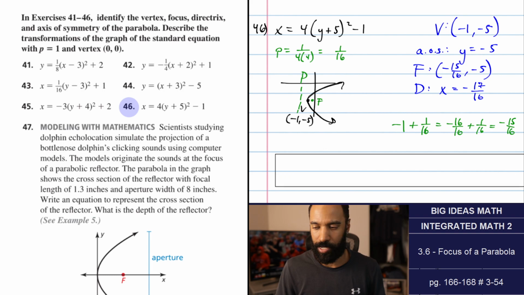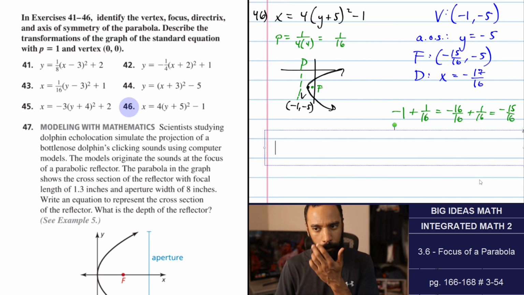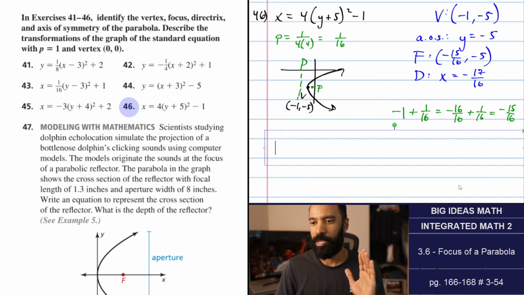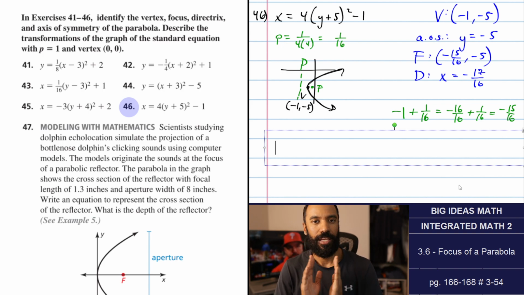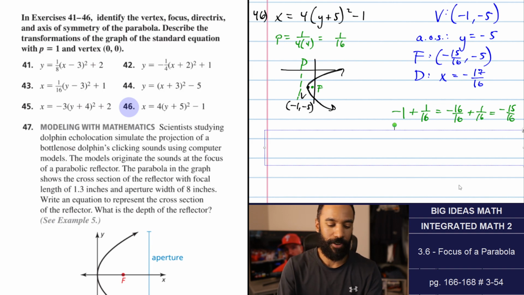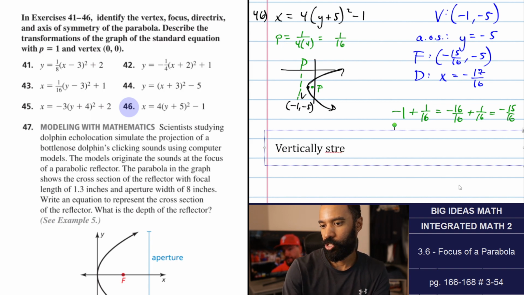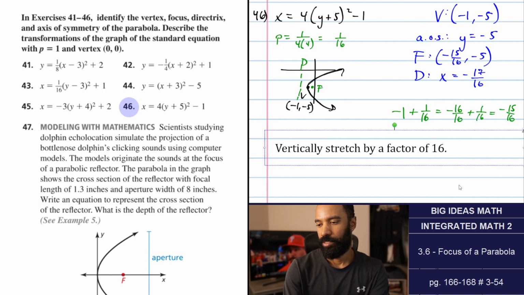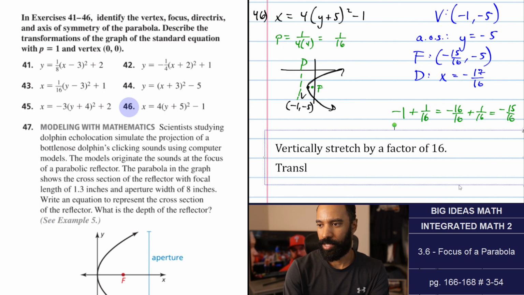Transformations, we do not reflect at all. P was 1, now it's 1/16, so A is going to be 16 times larger. So we are going to vertically stretch by a factor of 16. And we translate our vertex stuff, 1 unit left and 5 units down.